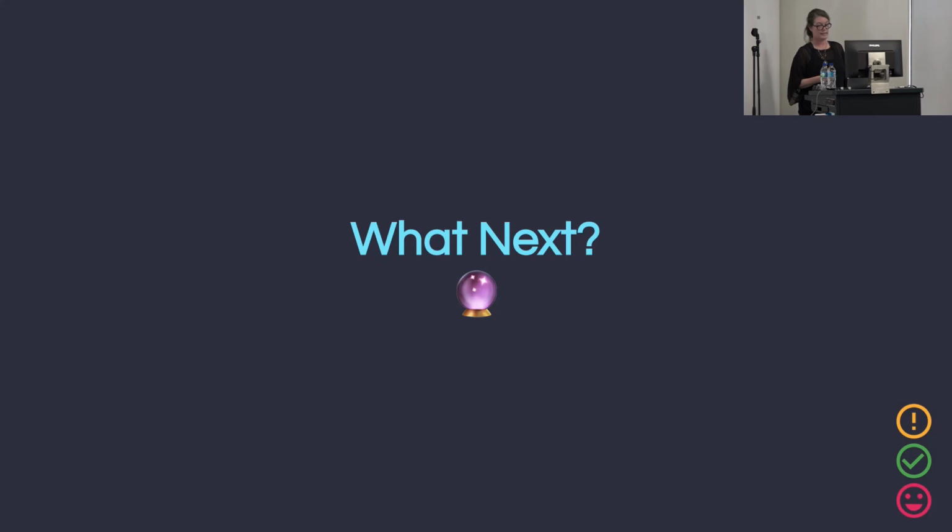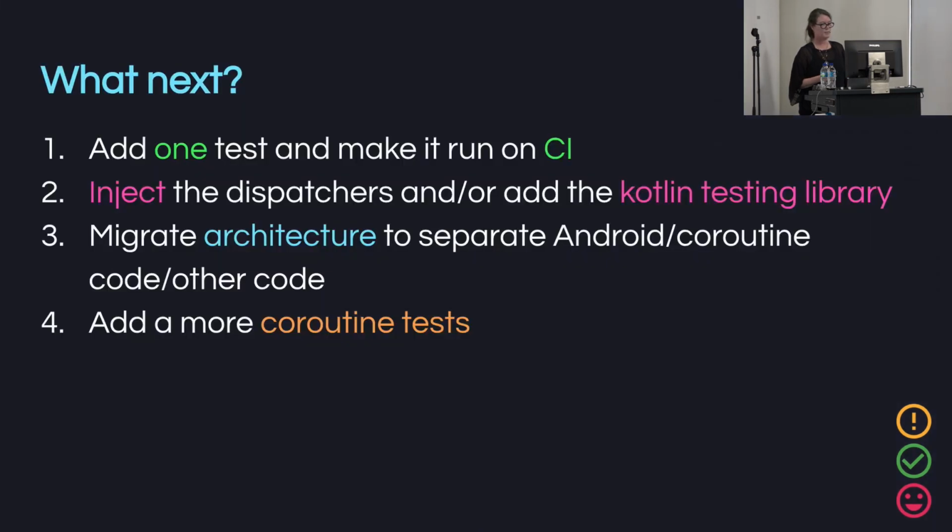So what's next? If anybody needs steps to know what to do next, I would say add 1 test and make it run on CI. And then an important step is to inject the dispatchers. You need to structure your code so that you can inject the dispatchers, so that you can use the Kotlin testing library. And then I would slowly migrate the architecture to separate the Android or the coroutine code away from the other code. So on that other architecture, I had Android code at the top, Kotlin code at the bottom, and limited places where I needed to inject the dispatchers. And then I would add more coroutine tests.